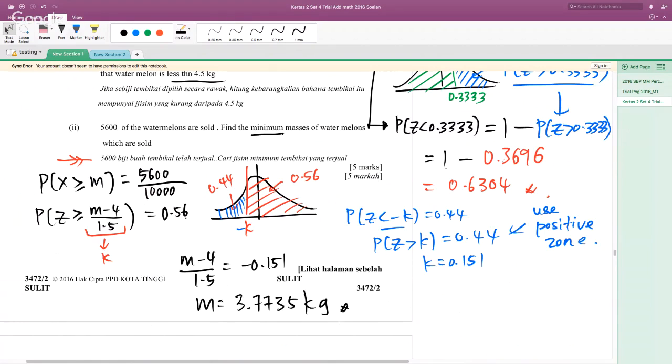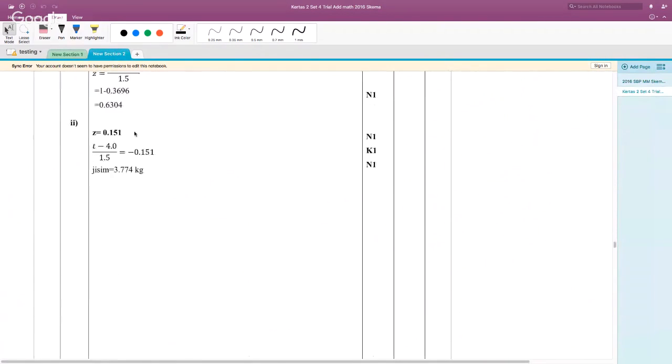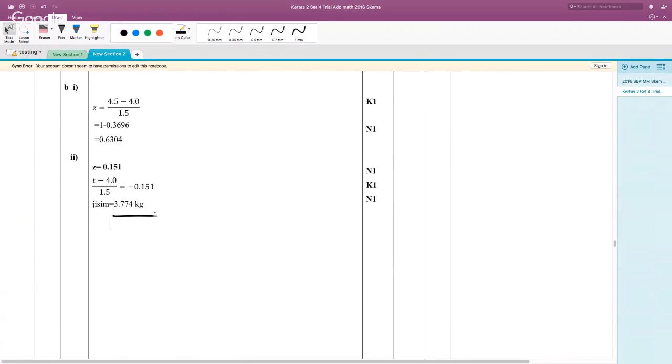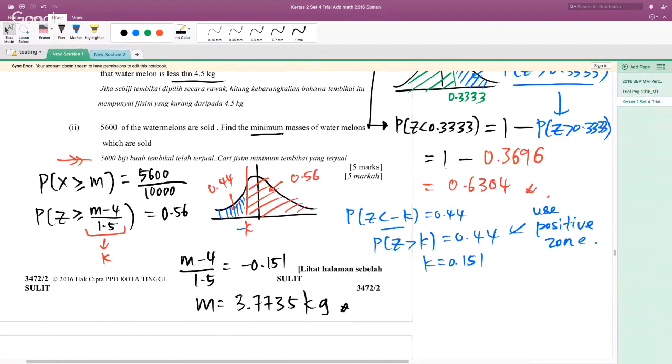So let's have a look at the answer as well. Yep, 3.774. Is that correct? 3.774. Yeah, it is correct. They are off to the 3 significant figures. I mean 3 decimal places. Okay.